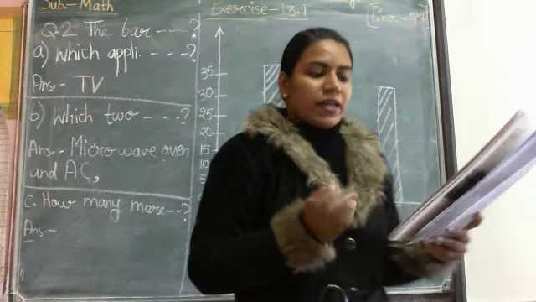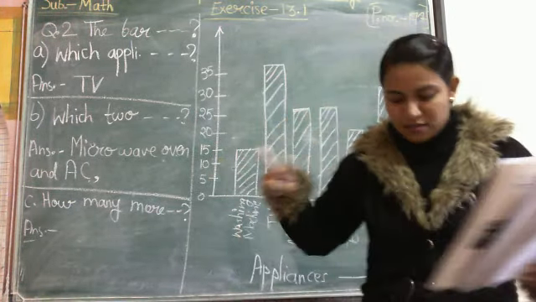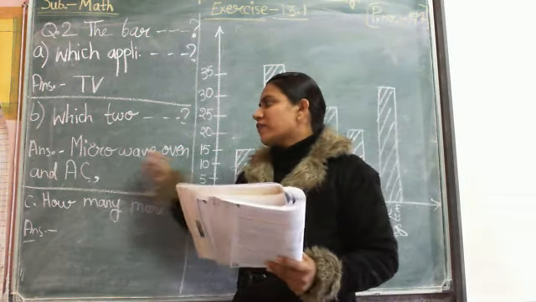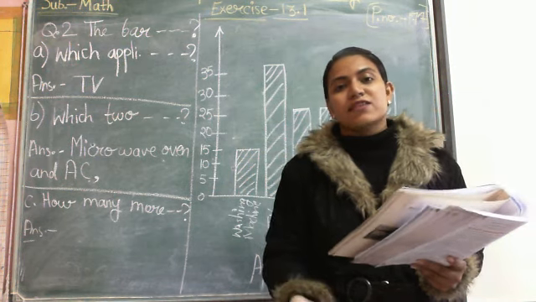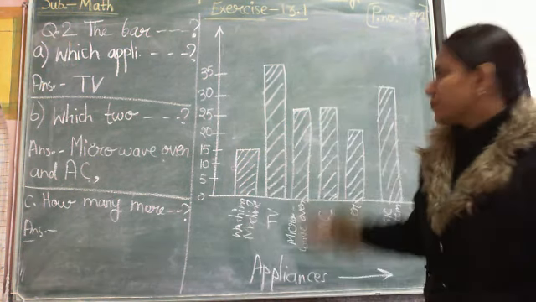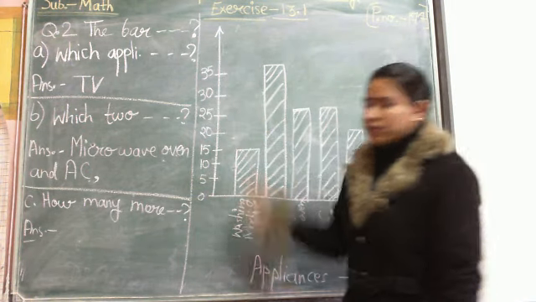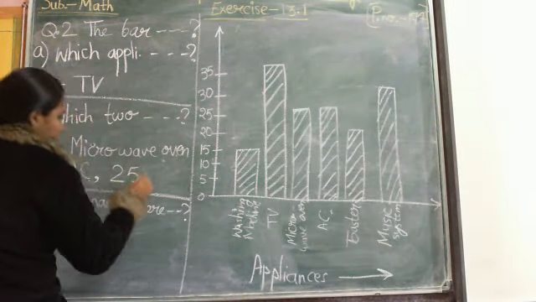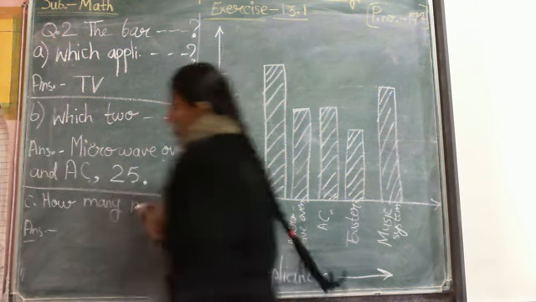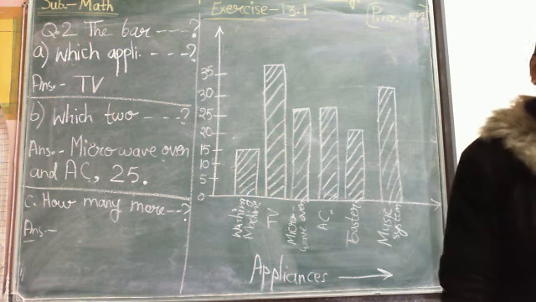Okay, in question number B, two questions were asked. One question was which two appliances? So what is the answer? Microwave and AC. The question further is how many of these were sold? Microwave and AC both are 25. So 25 items were sold. So I am writing here 25. Answer over. Now next question.